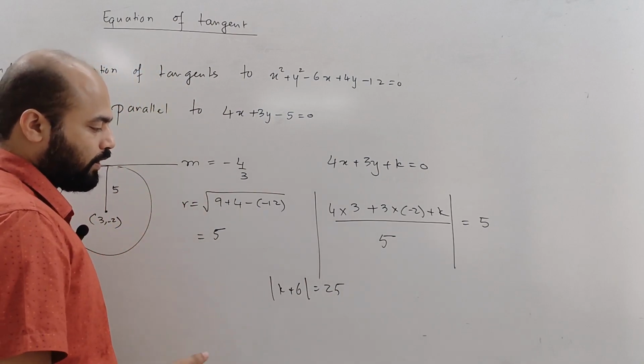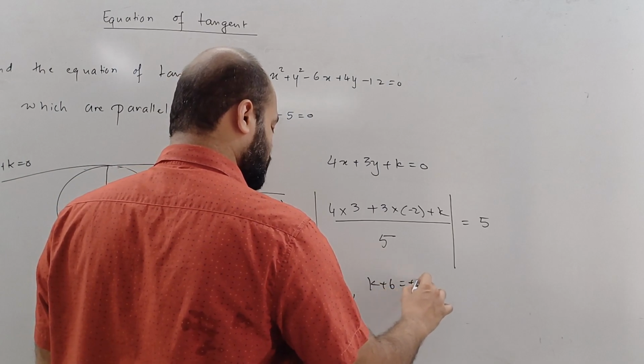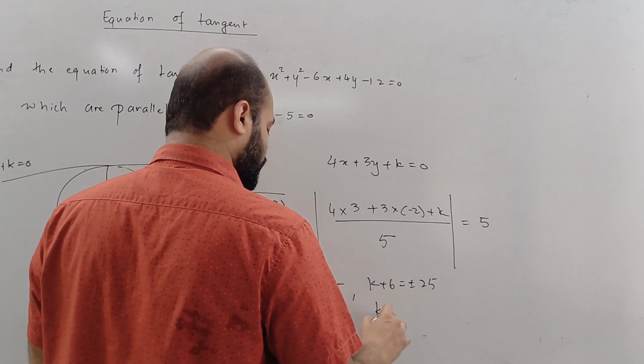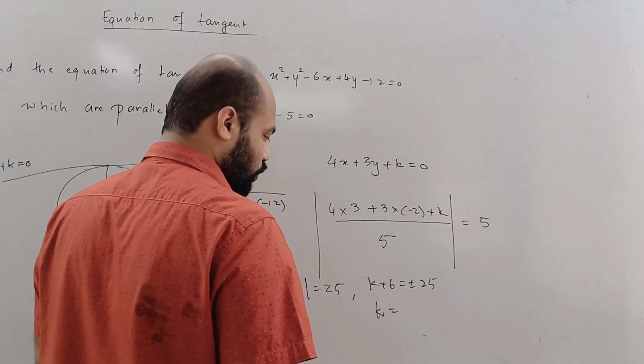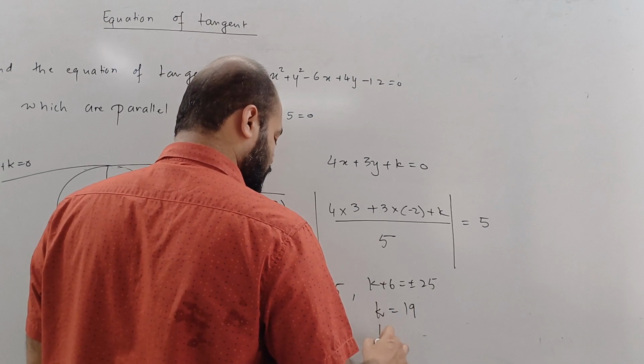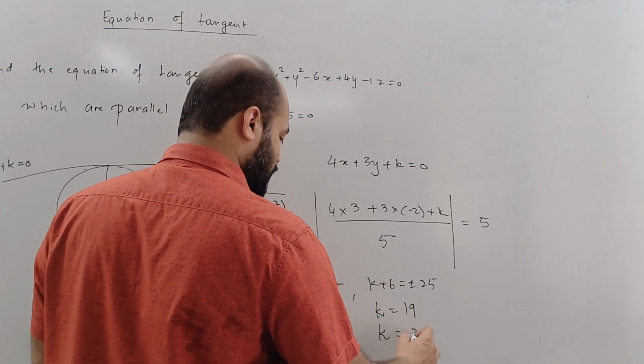Now when you remove the mod, it's always a plus minus. So I can write k plus 6 is equal to plus minus 25. So for the first time, it's going to be 25 minus 6. That's going to be 19. And k, the other time, will be minus 31.